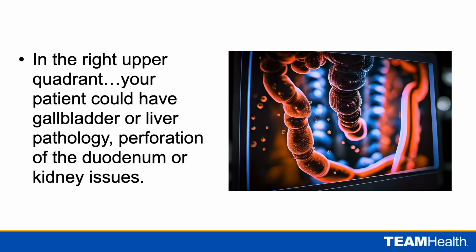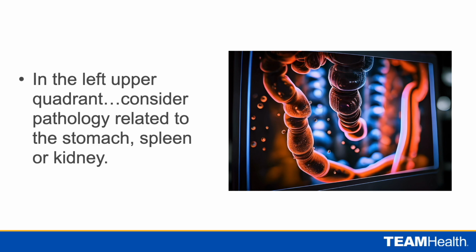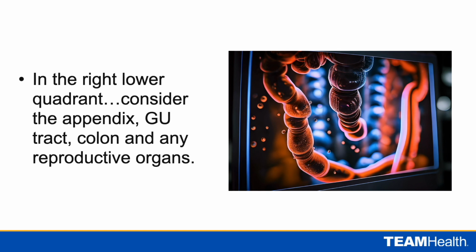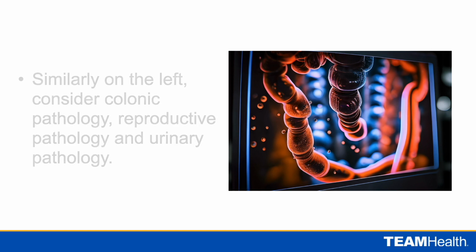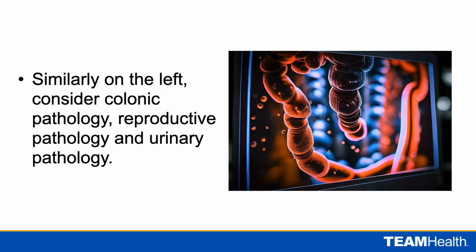For example, in the right upper quadrant, your patient could have gallbladder or liver pathology, perforation of the duodenum, or kidney issues. In the left upper quadrant, consider pathology related to the stomach, spleen, or kidney. In the right lower quadrant, consider the appendix, GU tract, colon, and any reproductive organs. Similarly, on the left, consider colonic pathology, reproductive pathology, and urinary pathology.